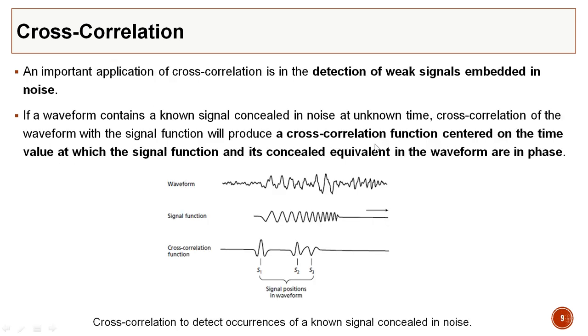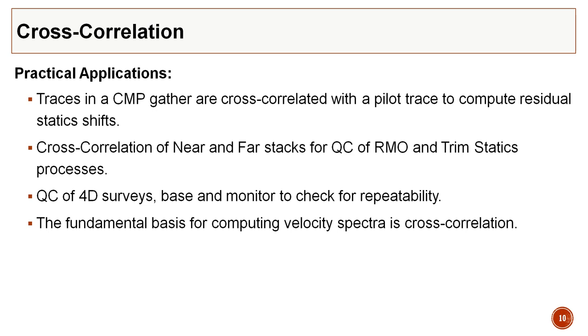Okay, another application of cross correlation is the detection of weak signals embedded in noise. For example, here you see a waveform that has signals concealed in the noise. When you cross correlate a known signal function with this waveform, you will be able to detect the position of the signals in this waveform, like you can see here, S1, S2, and S3. So cross correlation is used to detect occurrences of a known signal concealed in the noise.